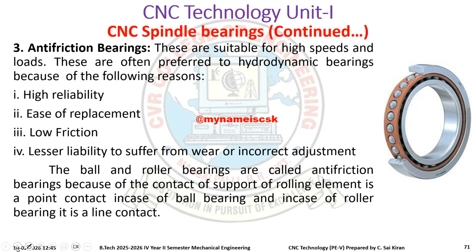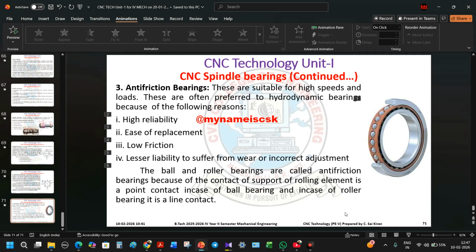Ball and roller bearings are called anti-friction bearings because of the contact of the supporting rolling elements: point contact in the case of ball bearings, and line contact in roller bearings. So here, in the ball bearing we have point contact, but in the roller bearing we have line contact. Okay. So this is the explanation.